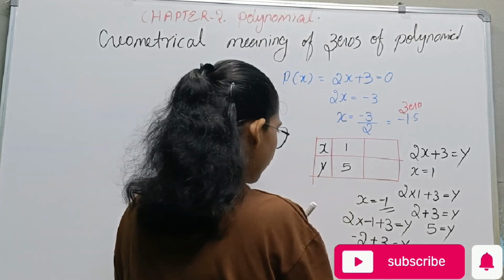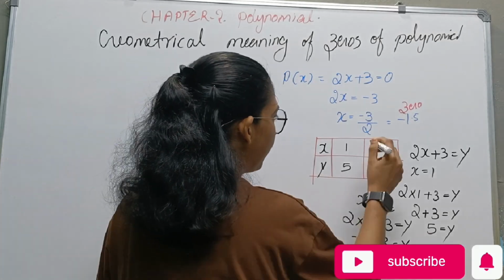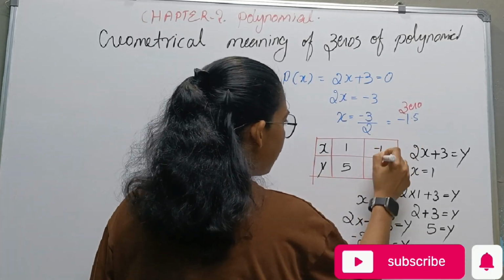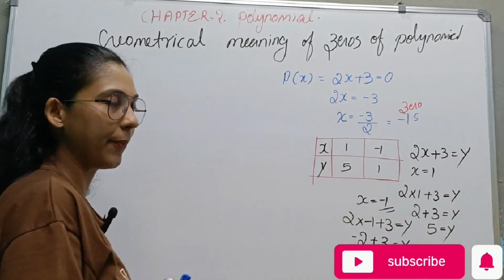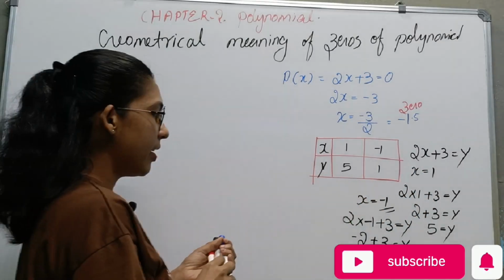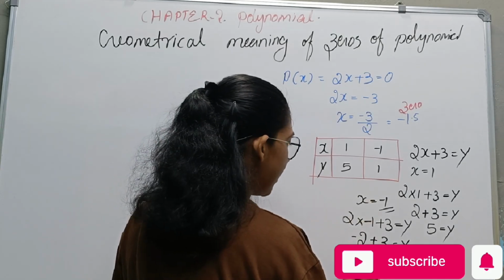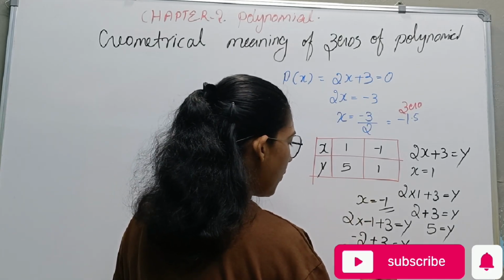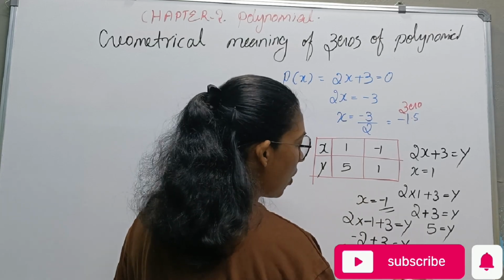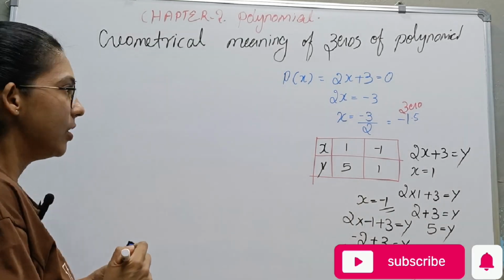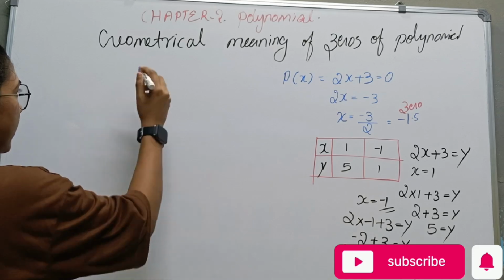So we get y as 1. If we take x as minus 1, then y will be positive 1. Now we get two ordinates as 1 comma 5 and minus 1 comma positive 1. Okay, so let's draw a rough sketch.